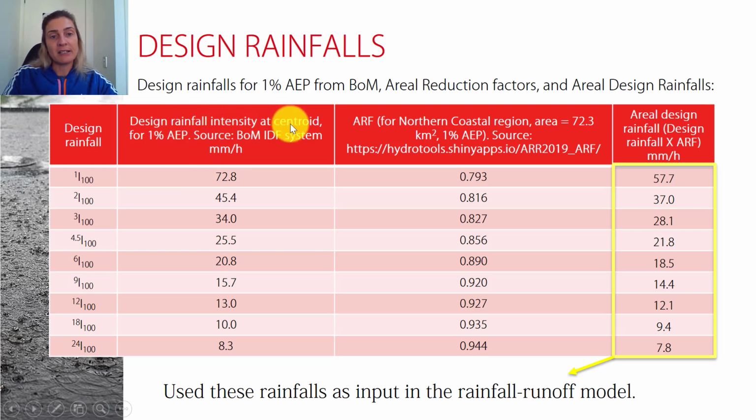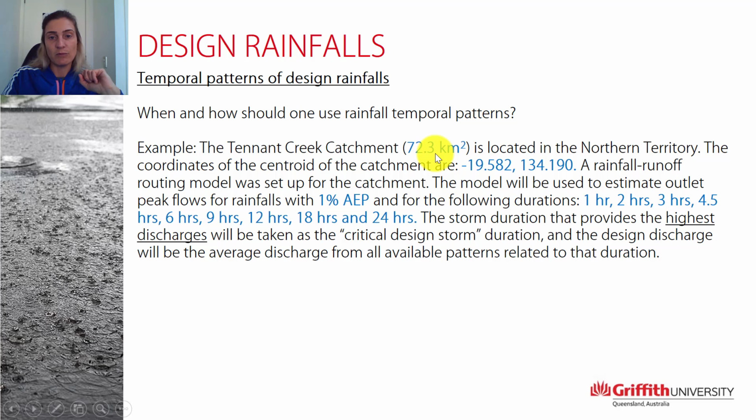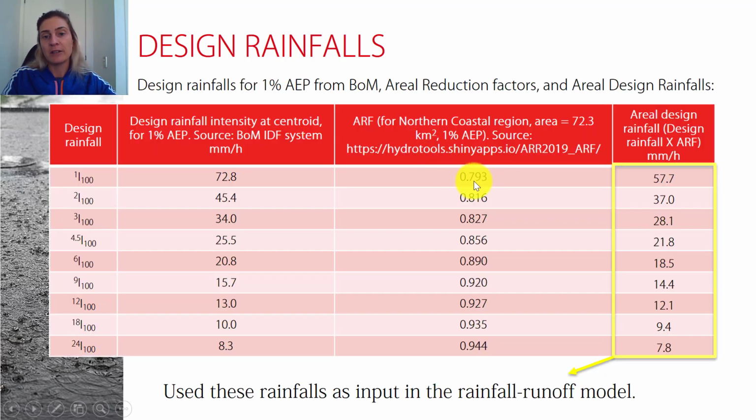Here we have the design rainfall intensity at the centroid of the catchment for 1% AEP. This came from the BOM IDF system. Okay, so far, so good. We know how to do this. Then we need to apply the area reduction factor because that catchment is bigger than 1 square kilometer. So don't forget to apply the reduction factor so we have a representative value of the design rainfall for that catchment. All right, so here is the ARF, which came from the hydro tools that we mentioned before, and you need to enter the northern coastal region, the area of the catchment, the AEP, and the rainfall duration. Those are the inputs for that tool, and the output is the area reduction factor.